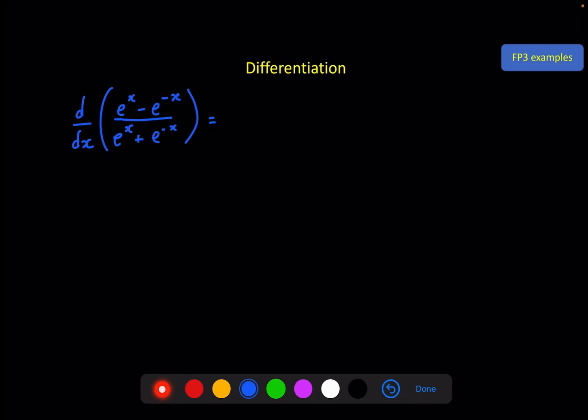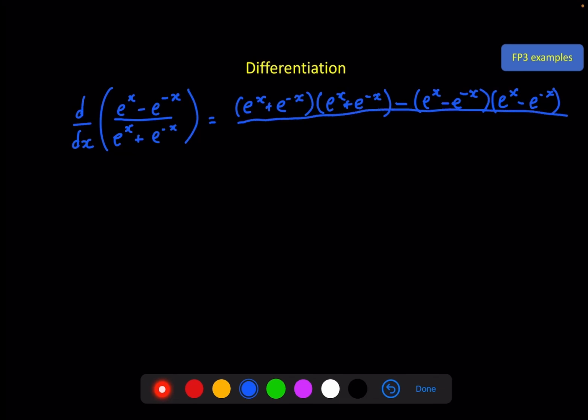The derivative of the numerator, the only thing that happens here is the e to the minus x brings a minus 1 down and cancels with the minus that's already there. So this actually becomes e to the x plus e to the minus x times the denominator, which is the same thing, minus the derivative of the denominator, which has a minus come down at this point to become minus e to the minus x, times the numerator, which is the same thing, all divided by the denominator expression squared.